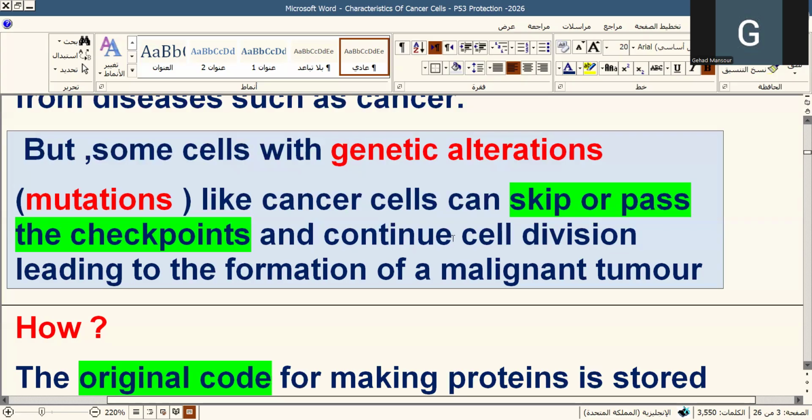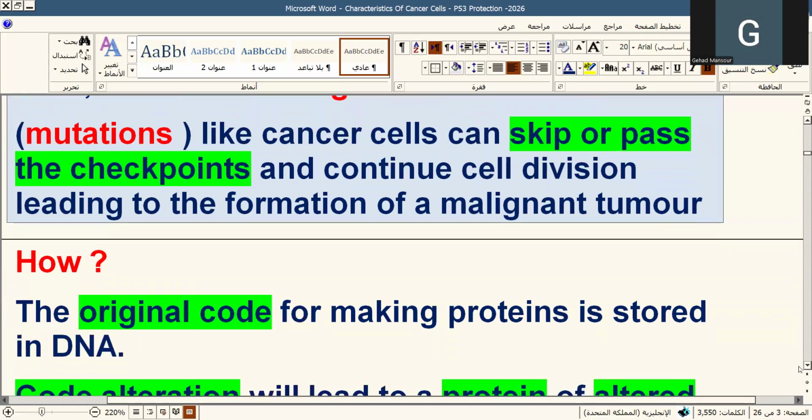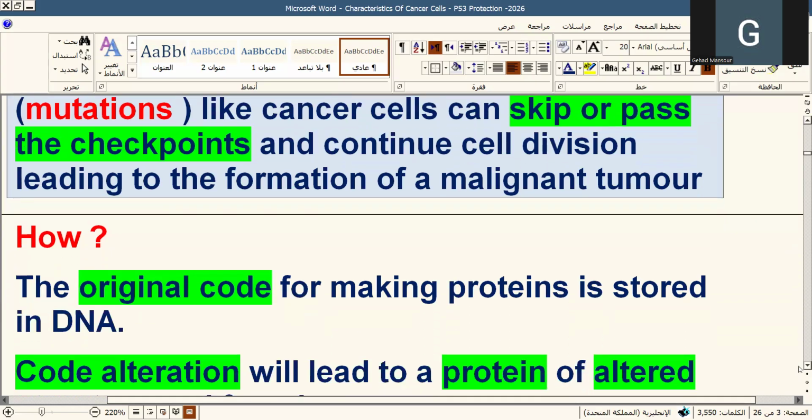So how can the cell obey apoptosis and obey the checkpoints if the checkpoints themselves are mutated and therefore do not carry out their action properly? That's why cancer cells can skip or pass the checkpoints, and the problem comes from here.